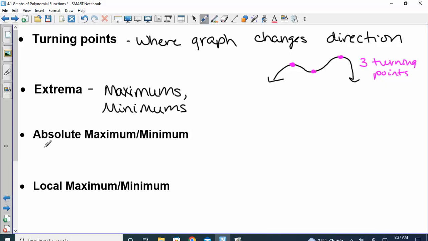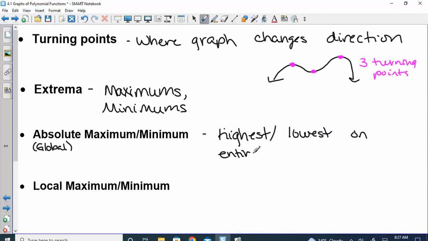There's absolute and local. Absolute is sometimes called global. And this is the highest or lowest on the entire graph. So there could only be one, the highest and lowest point on the entire graph.